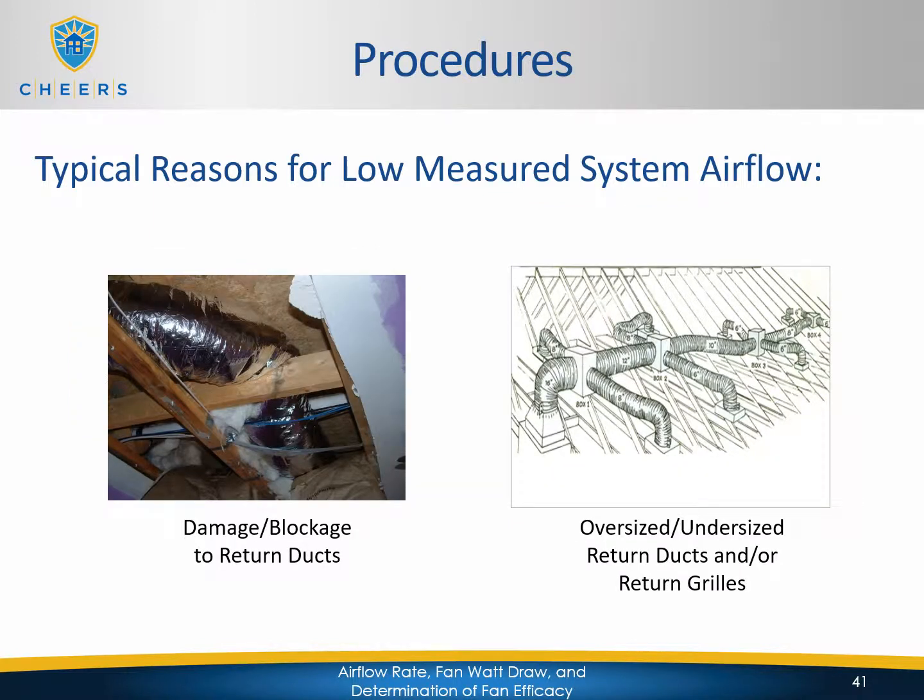Another reason could be damage or blockage to return ducts. So as you can see, you have crimped ducts. Obviously, if you have a duct that's crimped, collapsed, disconnected, whatever it may be, you're going to see low measured system airflow. So it's another item of interest.